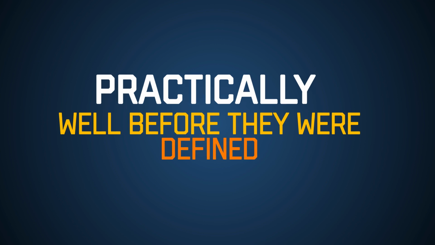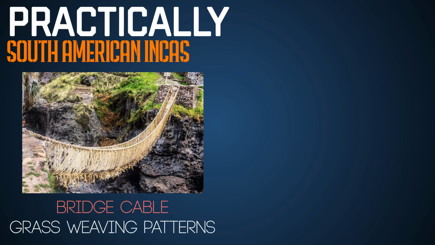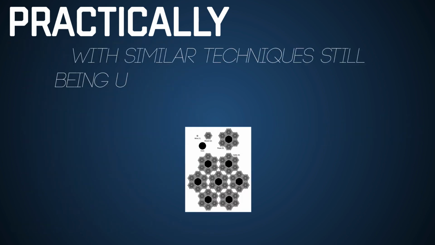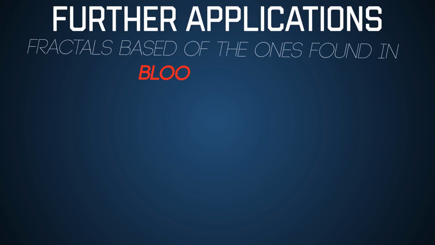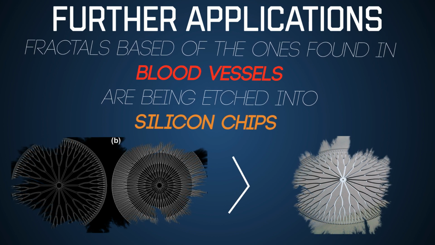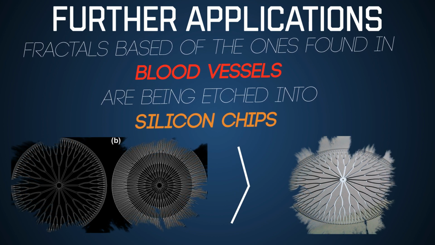Fractals have been applied practically well before they were defined, with the South American Incas constructing bridge cables made using grass weaving techniques, which represent fractals, with similar techniques still being used today in steel cables. Fractal patterns based off the ones found in blood vessels are being etched into silicon chips, allowing for an effective uniform distribution of cooling fluid across the chip.